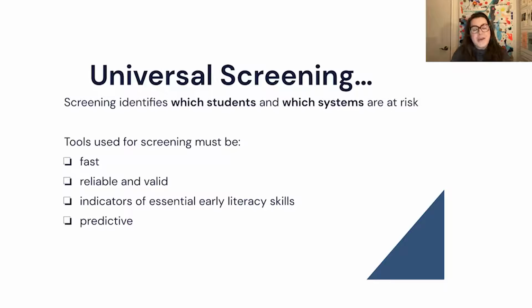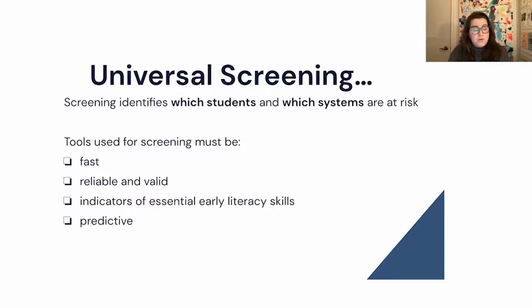We also know that we need universal screeners to be reliable and valid. Now, these are statistical terms that essentially allow us to understand how much we can trust a tool. We know that our decisions are only as effective, only as valuable, or as strong as the data that they are based on. So we know we need to use tools for universal screening that are reliable and valid so we can trust them.